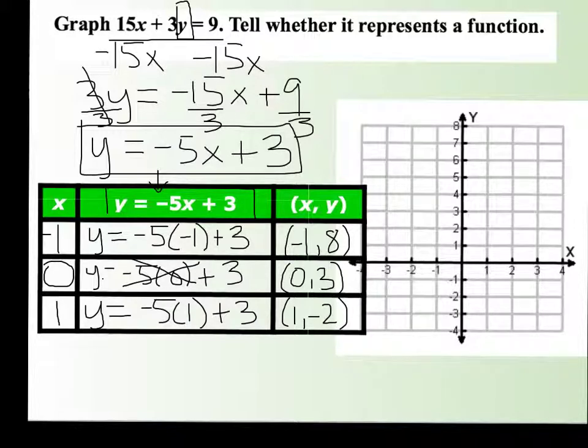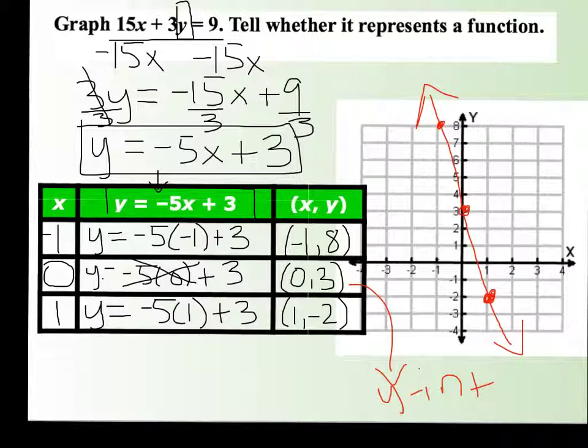So I have 3 points. Remember, all I need is 2 to make a line, but 3 is best. And I'm going to go ahead and plot those 3 points on our graph to the right. So I have negative 1, and then I go up to positive 8, and there's my first point. And then I have 0, so I don't move on the x-axis, up to 3. So this point right here was actually the y-intercept. And then I have 1 and -2, which is down here. So now I have my 3 points. I can connect these to form our line. And our line is graphed.